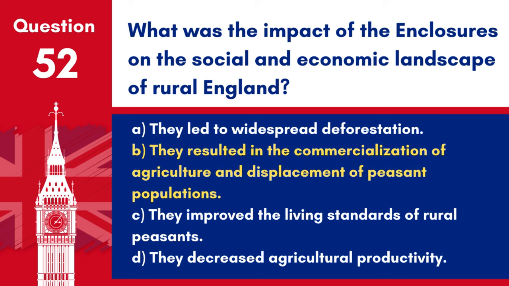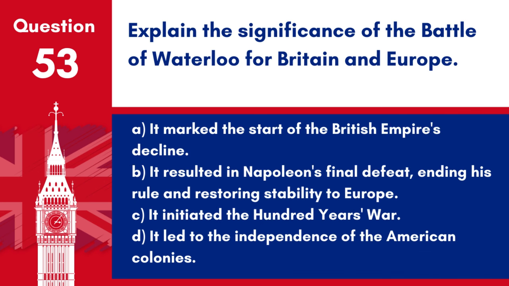Answer. B. They resulted in the commercialization of agriculture and displacement of peasant populations. The enclosures transformed the rural landscape by consolidating common lands into private holdings, leading to significant social and economic changes. Question 53. Explain the significance of the Battle of Waterloo for Britain and Europe.